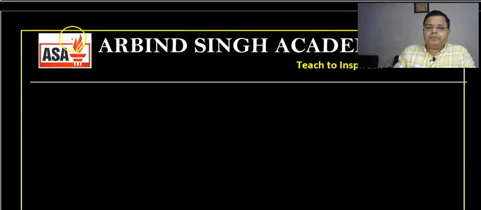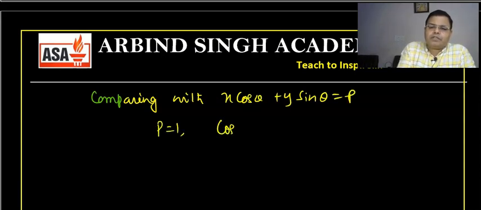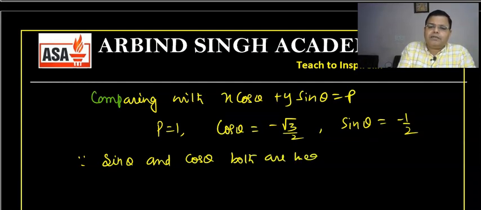Comparing with x cos theta plus y sin theta is equal to p, we have p is equal to 1, cos theta is minus root 3 by 2, and sin theta is minus 1 by 2. Since sin theta and cos theta both are negative, theta lies in the third quadrant.